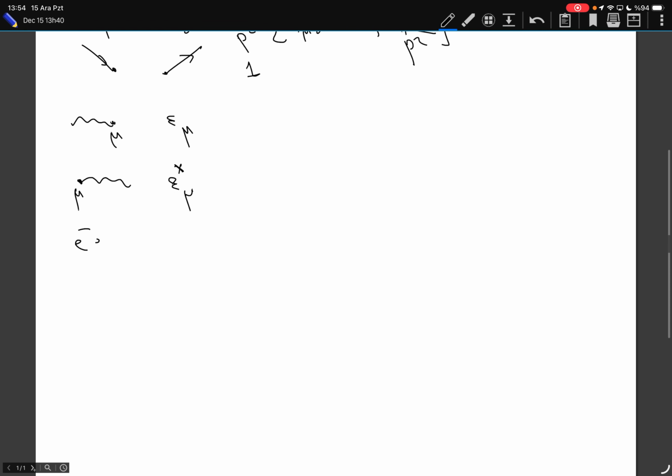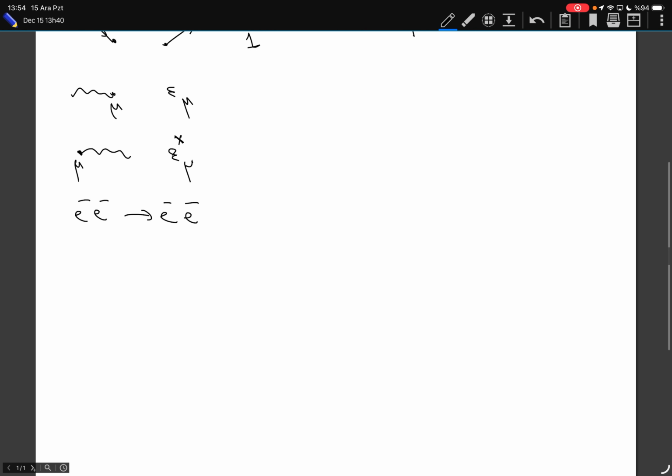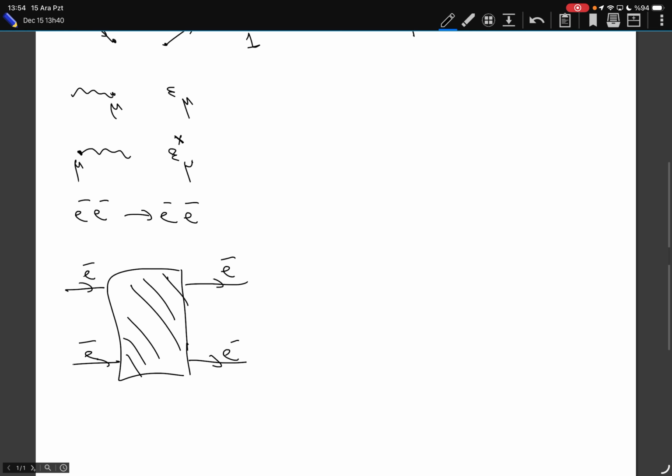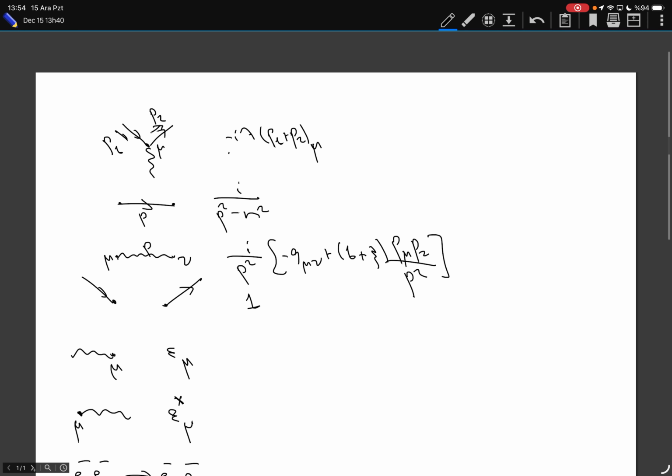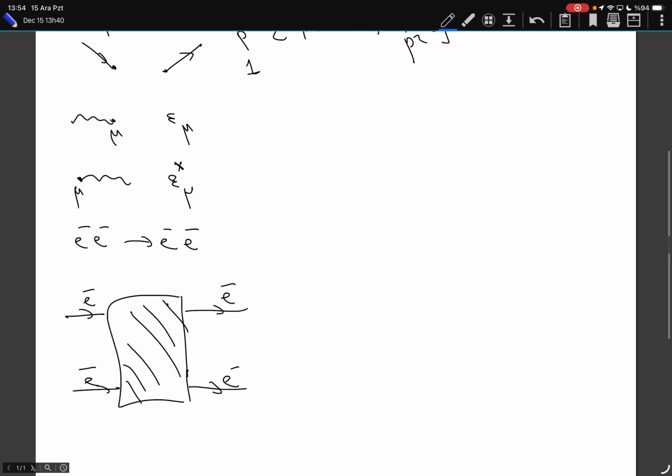So for our process, e minus e minus scattering into e minus e minus, what we need to do is, this is our black box. This is e minus, this is the other e minus, this is e minus, this is the other e minus on the outside. So the question is, this is my black box. How can I fill my black box using these parts? These are the pieces of my jigsaw puzzle, such that I will be able to connect the incoming lines to the outgoing lines somehow. So that's the question.